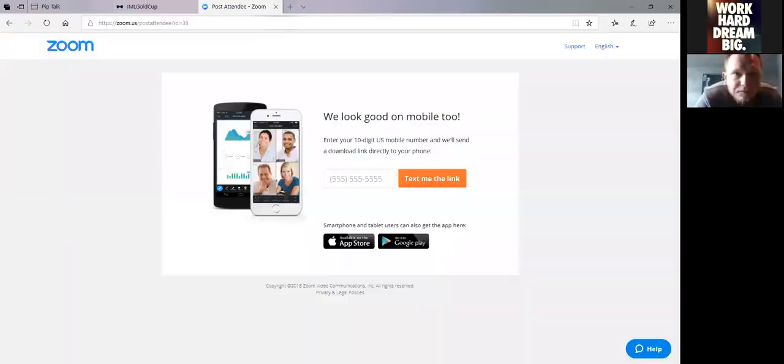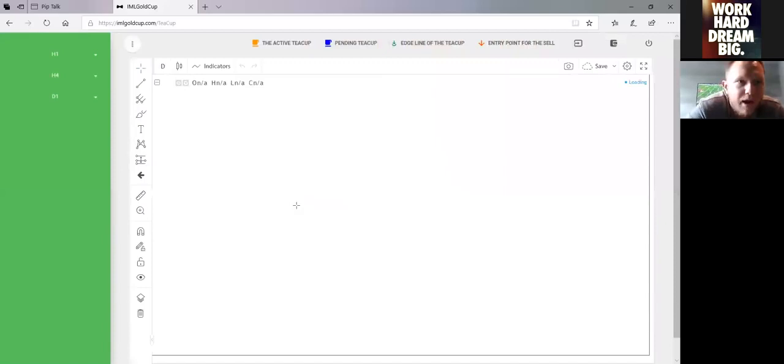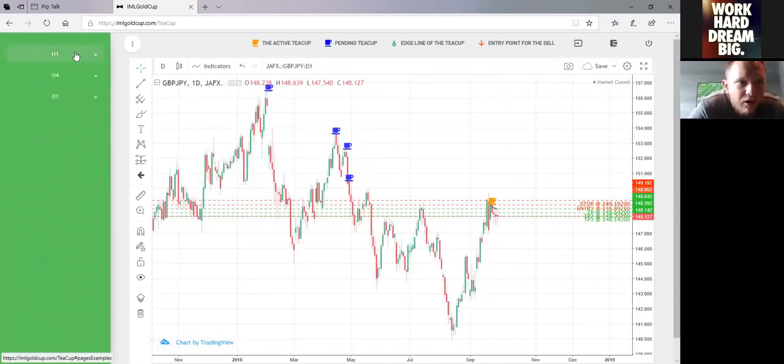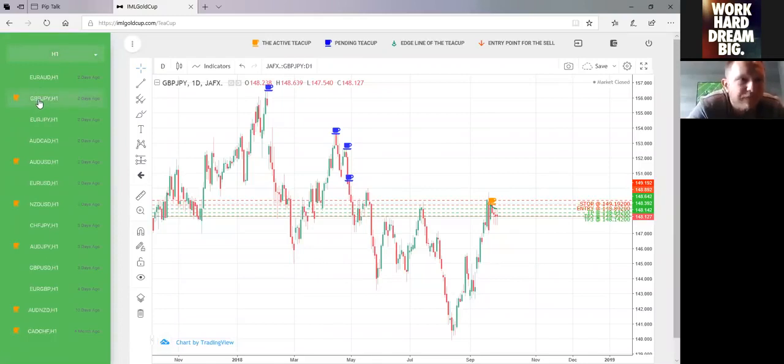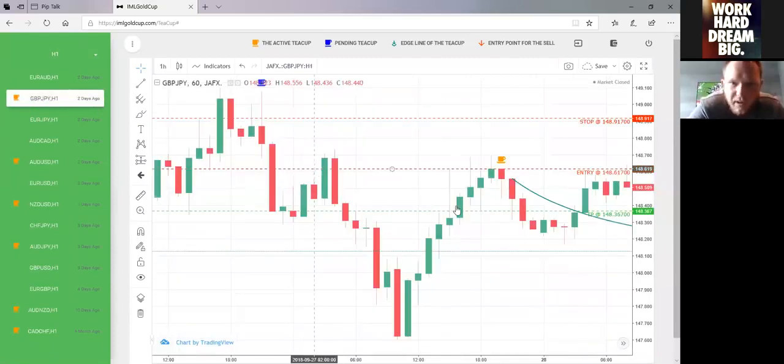Perfect. So I'm going to go over Pip Talk, IML Gold Cup, and a few things that are coming out that are intertwined with this. Very, very simple. You log in at imlgoldcup.com, with two different strategies. Right here, we click on Teacup. You can go any time frame: hour, four-hour, daily. We're going to the hour chart. Say we're on GJ, GBP/JPY.